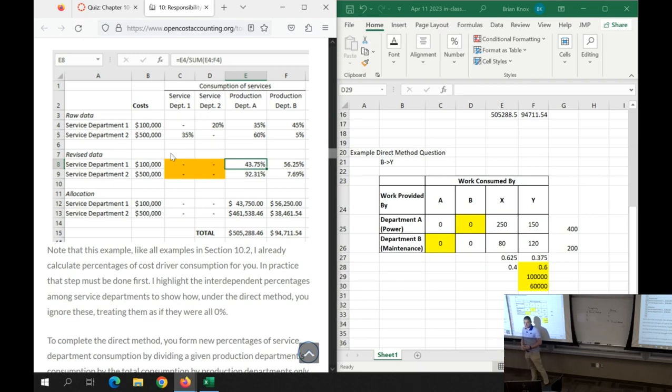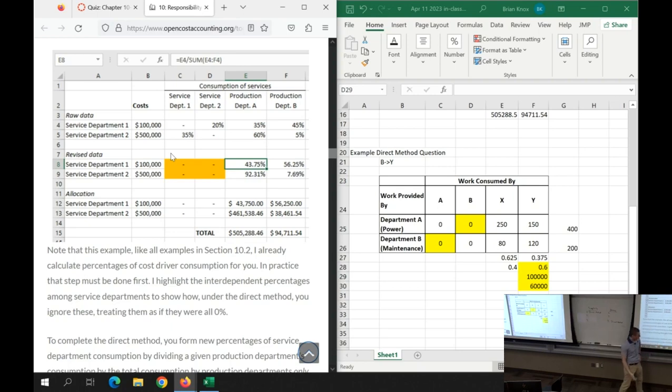There's a lot of extra work being pushed to production department A because we've ignored the work Service Department 2 does for Service Department 1. And that 35% of the 500,000, if we traced the money all the way through, would go to Service Department 1, and Service Department 1's work is much more evenly spread. In fact, it has more on Production Department B. So I bet if we somehow incorporated the interdependency, Department A would get hosed much less.